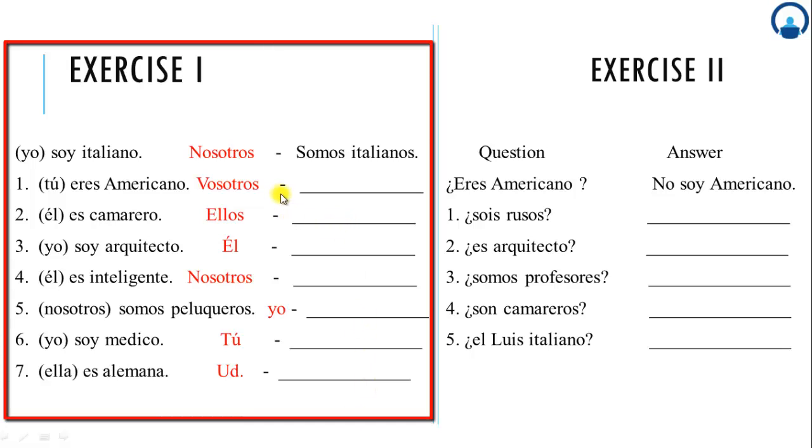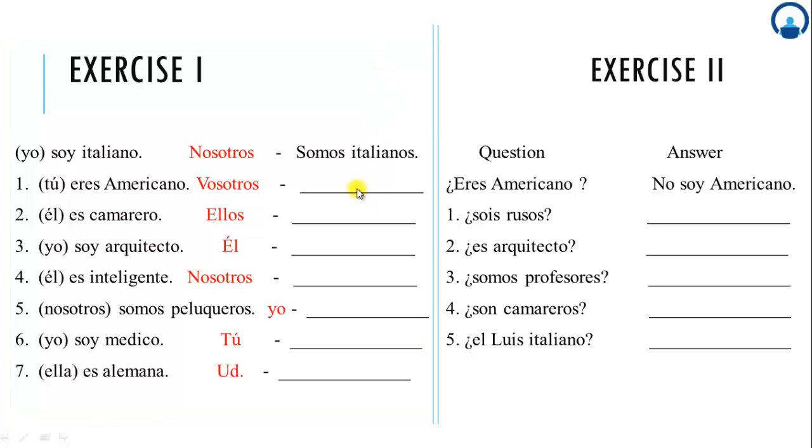In the first exercise, we have some statements on the left hand side. There are some subject pronouns written in red, and on the right hand side you have to answer them. So how to do this exercise is, read the first statement. For example, yo soy italiano, I am Italian. The subject pronoun written in red is nosotros. So you have to refer to this statement and convert it according to the subject pronoun written in red.